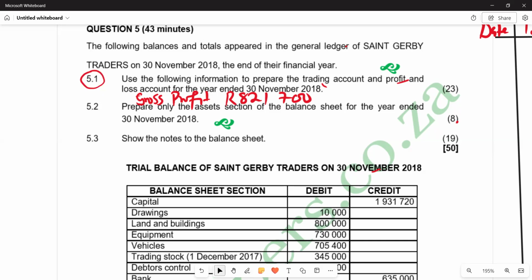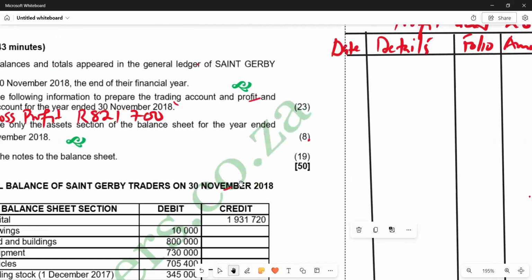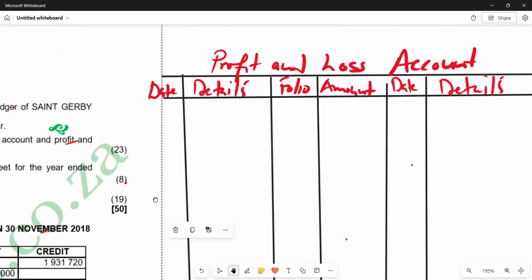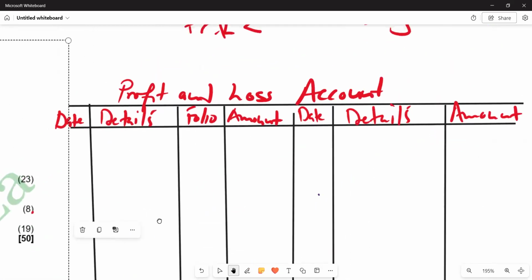So we go to our answer section and try to see what we have. Here we see our profit and loss account, and we have our debit side and our credit side. We should know that all expenses come on the debit side and all incomes come on the credit side. As simple as that. That is what we have in the profit and loss account.